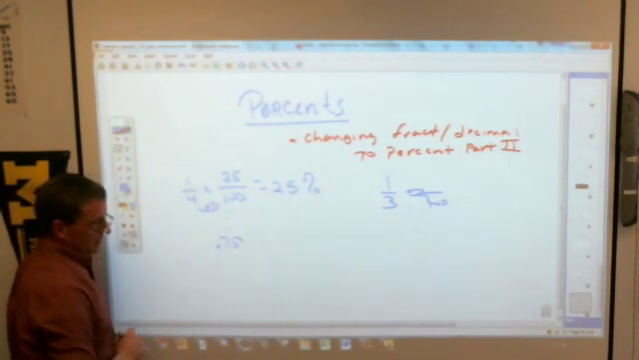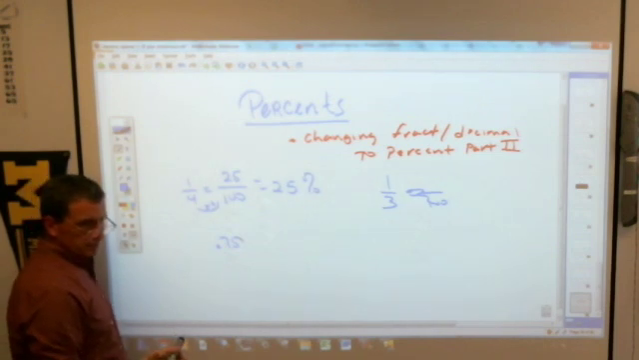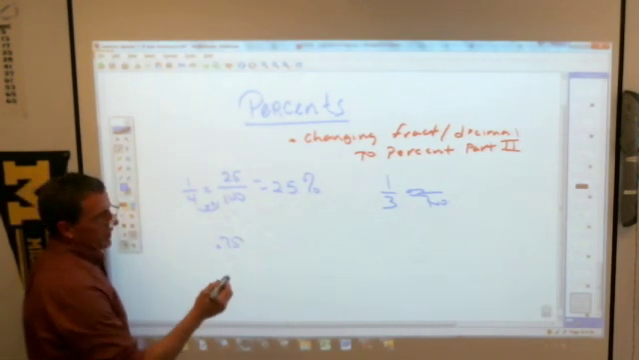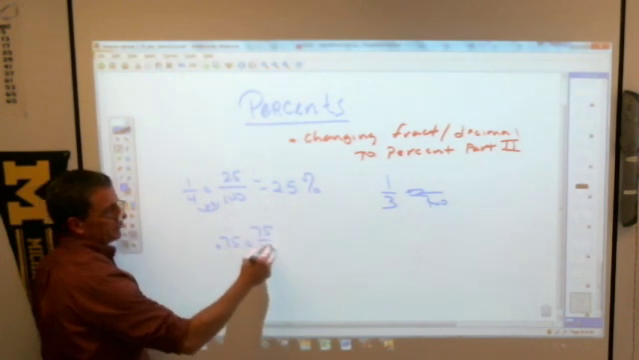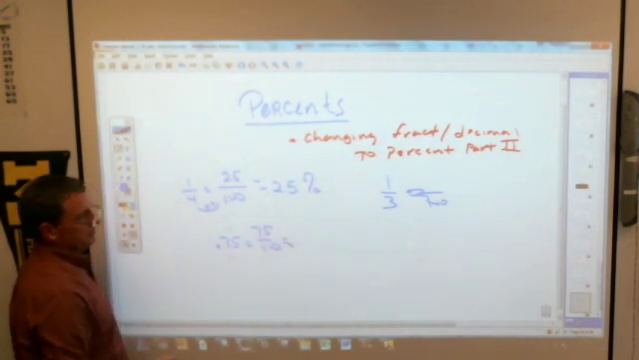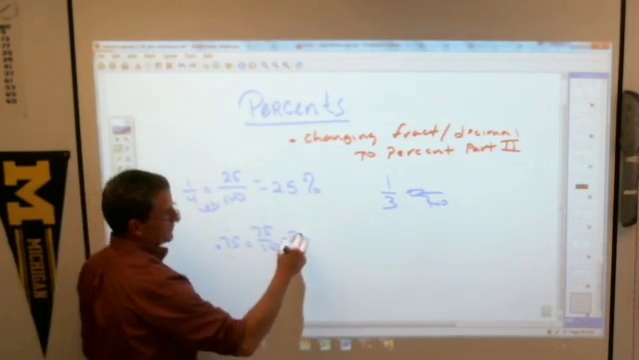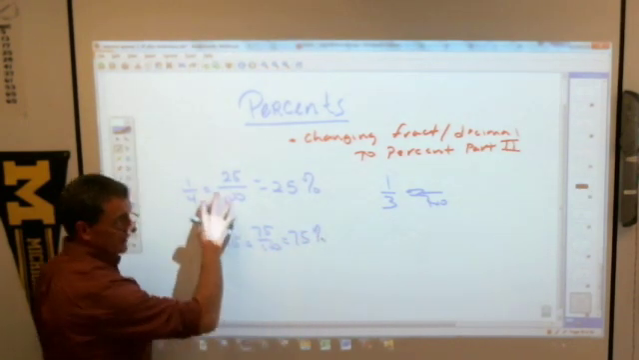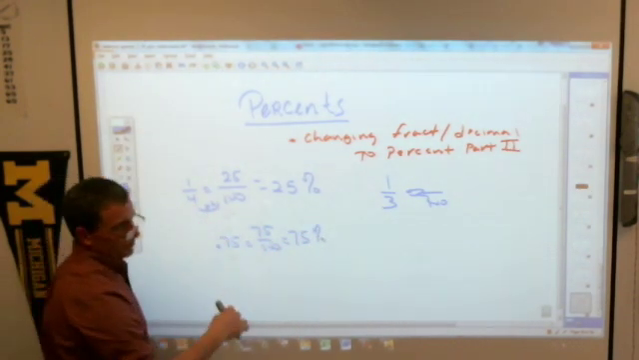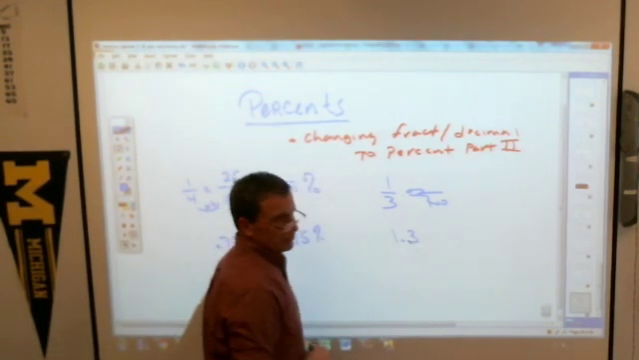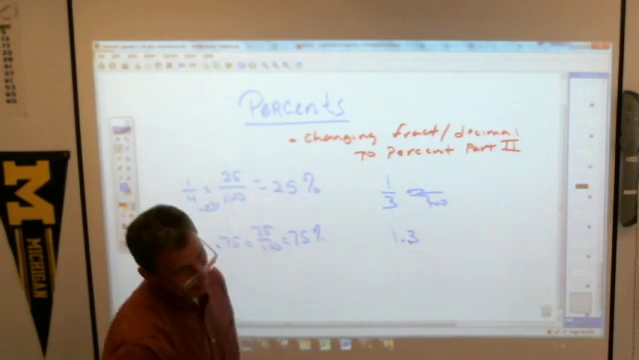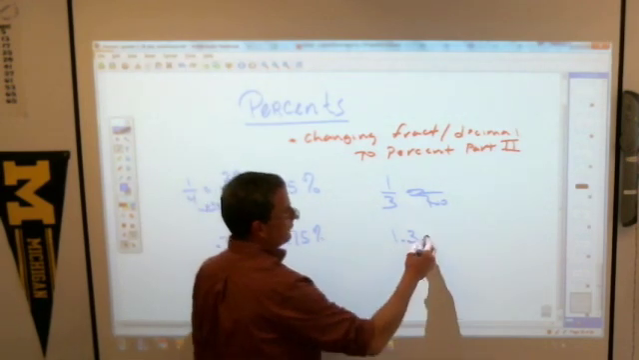0.75. 0.75 as a decimal is what as a percent and why? Well, as a fraction it's 75 over 100. So what is it as a percent? 75%. And that's all well and good. And that's the way, if it's an easy one, you can do it that way. But if I gave you this 1.3 and I asked you to change that to a percent, not quite so easy. So we need to have a plan B.